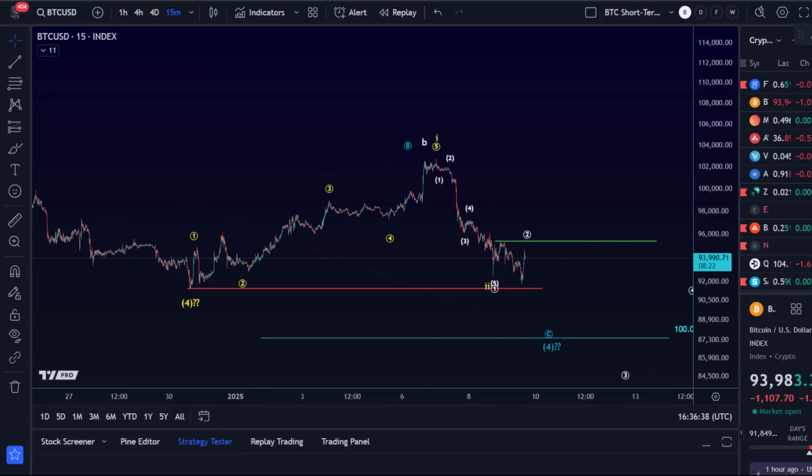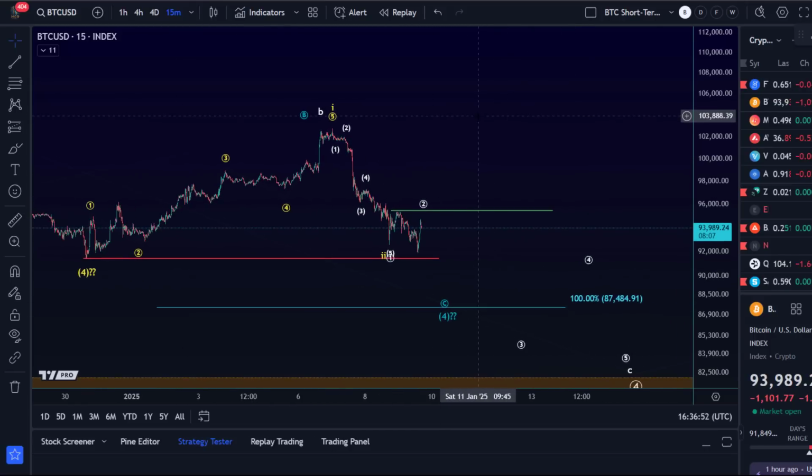On the Bitcoin chart, we can identify a downside impulse from the recent high. This downside impulse might have completed here in circle one. The other scenarios are all still relevant.